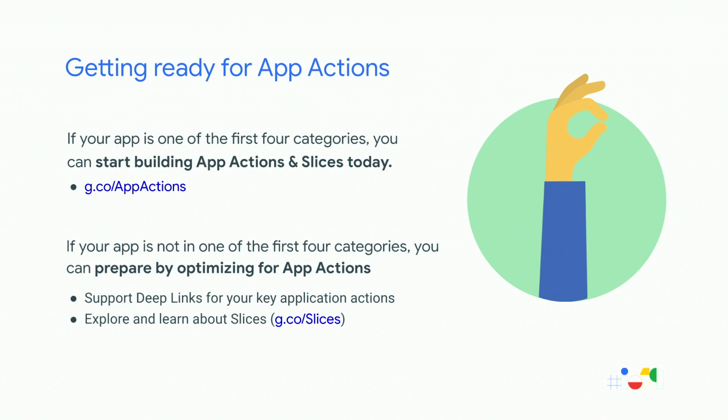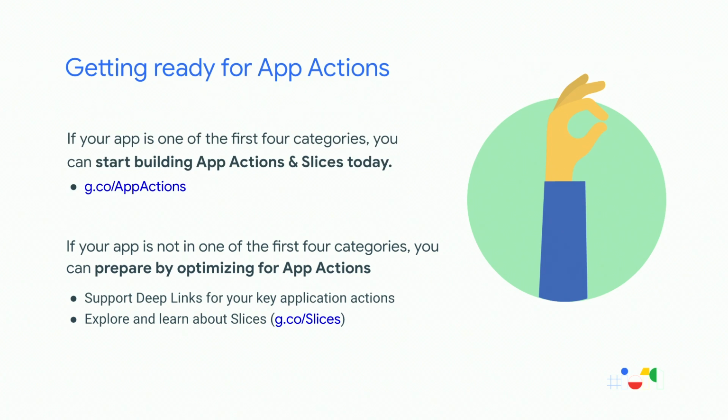So with that, hope you're all as excited as we are. And no matter what app you have, you can get started today. If your app falls within one of the first 4 categories that we've mentioned, ride-sharing, health and fitness, finance, and food ordering, you can get started implementing and testing today by visiting our website that just went live yesterday at g.co/appactions. If your app doesn't fall within one of these 4 categories, do not worry.